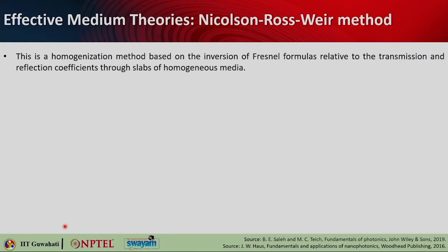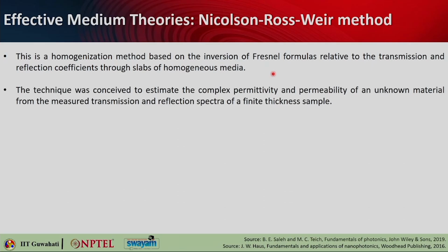Okay. The third type of effective medium theory that we will discuss today is the Nicolson-Ross-Weir method. This is a homogenization method based on the inversion of the Fresnel formula. If you remember, the Fresnel formula allows you to calculate the reflection and transmission coefficients for the interface of two materials of different permittivity. In this case you are using the reverse of it, based on the inversion of the Fresnel formula relative to the transmission and reflection coefficients through slabs of homogeneous medium. This technique was conceived to estimate the complex permittivity and permeability of an unknown material from the measured transmission and reflection spectrum of a finite-thickness sample. So, it is reverse engineering to find out what kind of material could provide this permittivity and permeability.